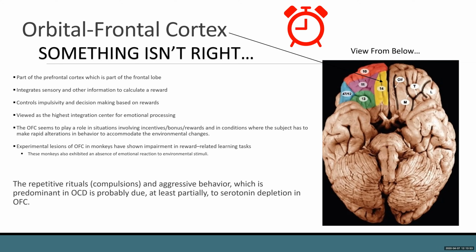But again, we can't be that simplistic and say that just one area and one neurotransmitter is responsible for this complex behavior. This is not the full story by any means. There are many other structures in the brain that are involved in this. But based on what we know now, we do believe there is something about serotonin in this part of the brain that could be dysfunctional.